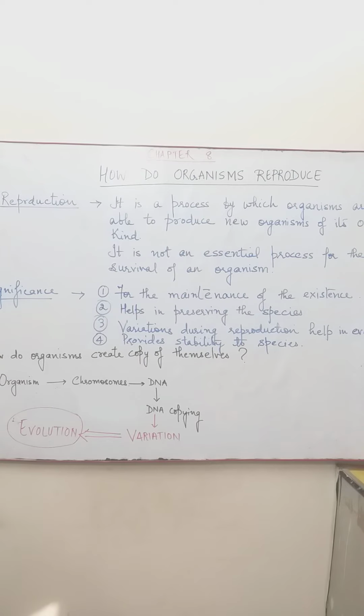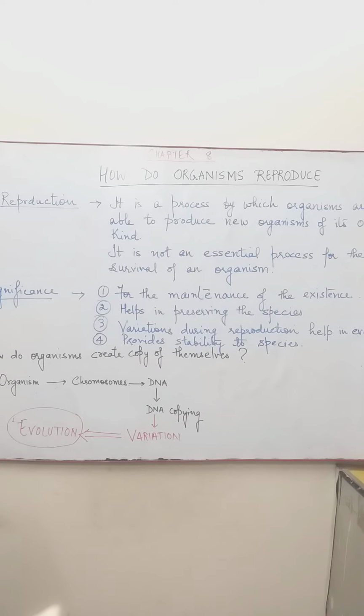Reproduction is an important phenomenon by which an organism, whether it is a plant or an animal, will reproduce on its own to produce its own kind, similar to its own type. Although it is considered one of the important processes, it is not an essential process. Essential processes are those absolutely necessary for the survival of an organism.